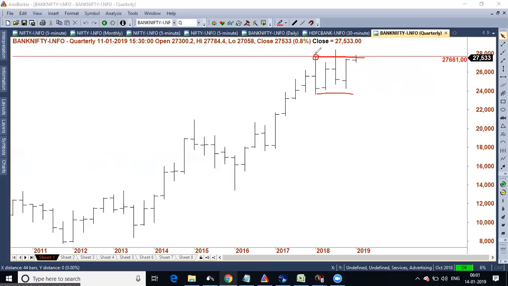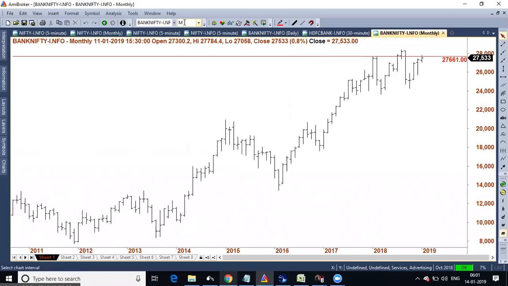So this quarter level is going to be a very interesting reference level to watch out. And let's quickly move into the monthly time frame to check how the trend is moving around there.